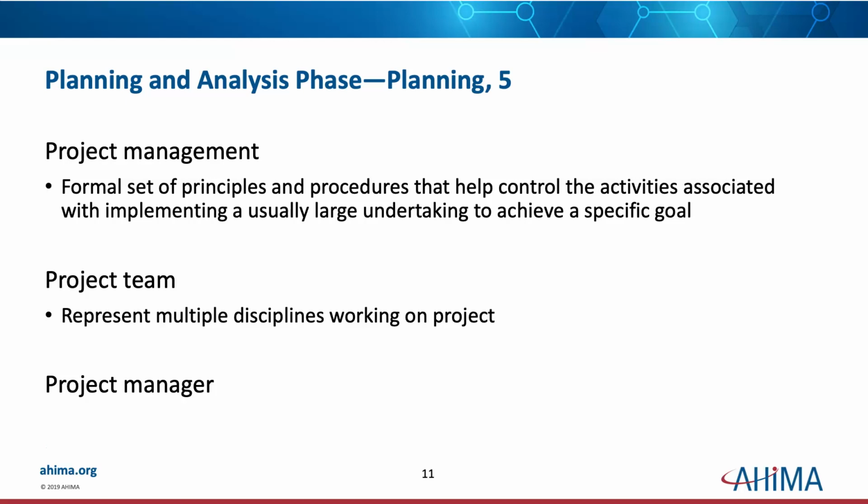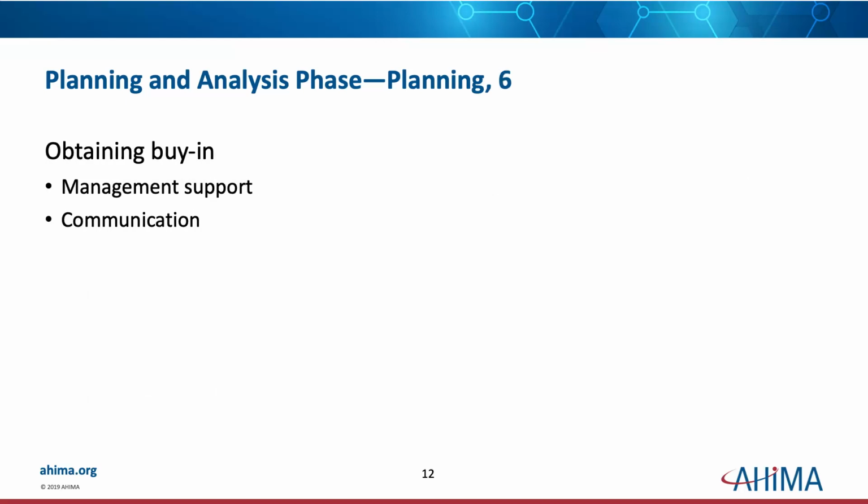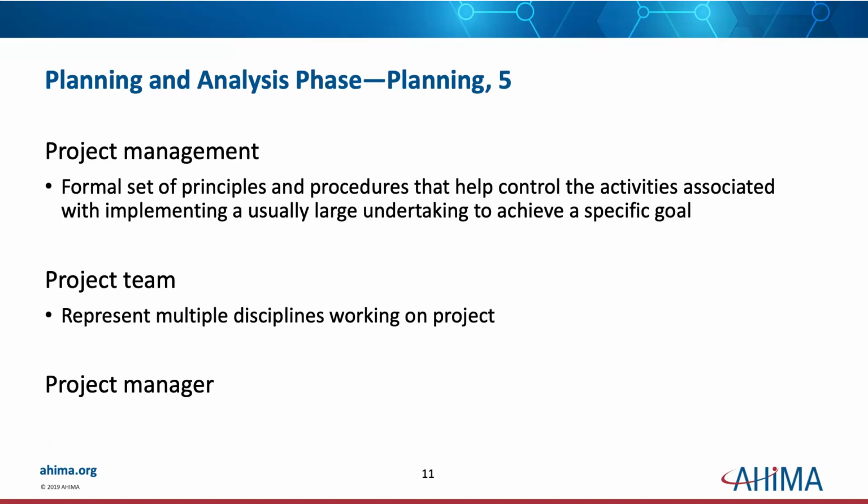Project team. They represent multiple disciplines working on the project. You need someone from almost every discipline to be involved on the project. You need that representation. You need that feedback. No one person or even a group of 5 people can possibly know all the disciplines and what they need and how to make it successful for them. So the more people you get involved from the very front lines up, the better off you are. And then it defines project manager. That's the person who's responsible for the project's management and making sure that the project team moves ahead and does what it's supposed to do.